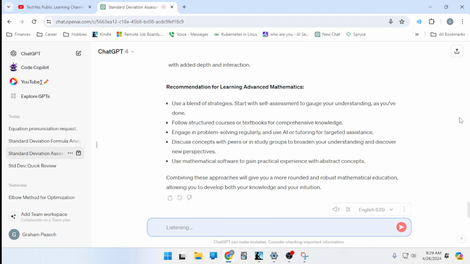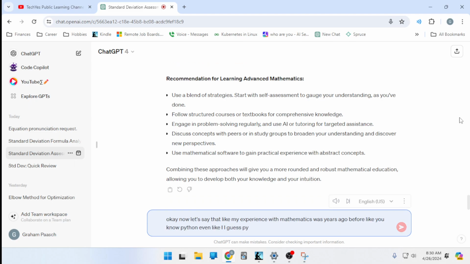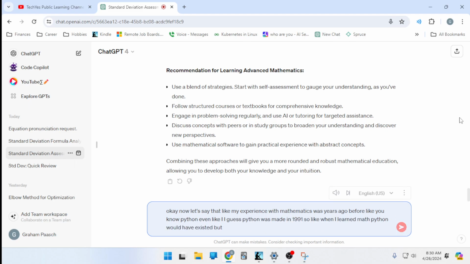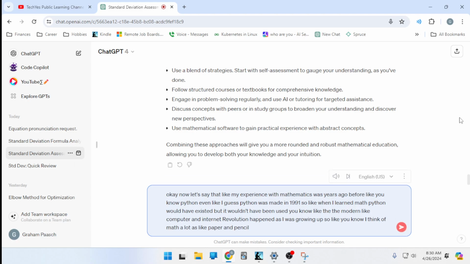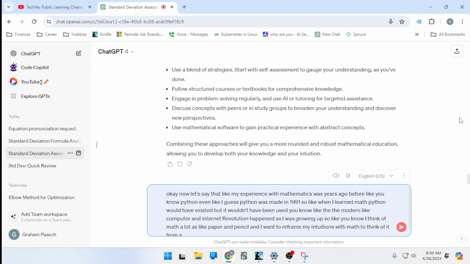Okay, now let's say that my experience with mathematics was years ago, before Python even. I guess Python was made in 1991, so when I learned math, Python would have existed, but it wouldn't have been used. The modern computer and internet revolution happened as I was growing up. So I think of math a lot as paper and pencil, and I want to reframe my intuitions with math to think of it from a code-first perspective.